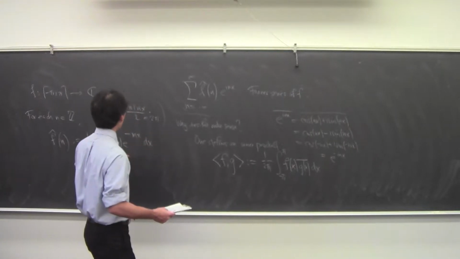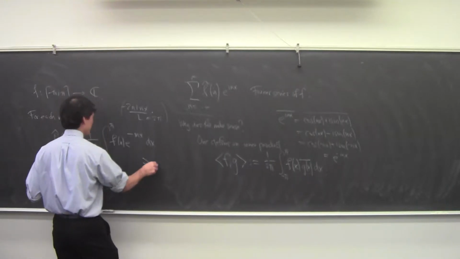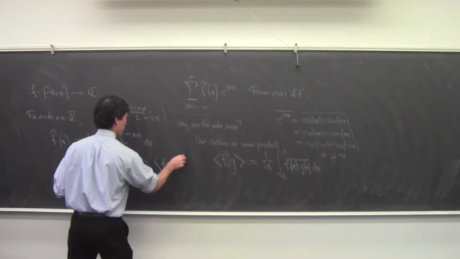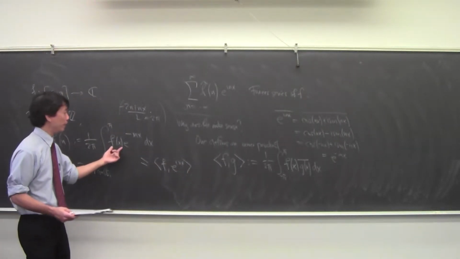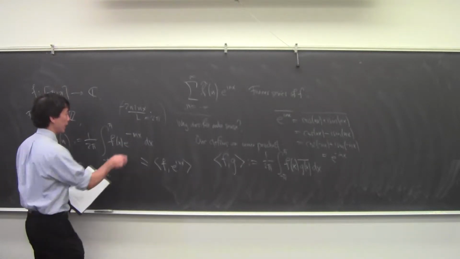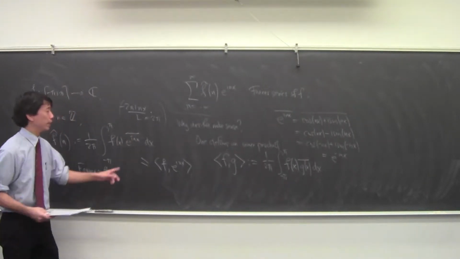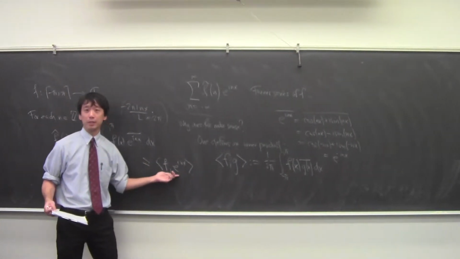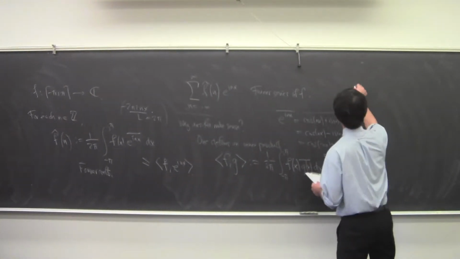So what we're doing here is this Fourier coefficient is really f against e to the inx. We're taking the inner product, f against the conjugate of e to the inx. In other words, we're taking the inner product of f against e to the inx.